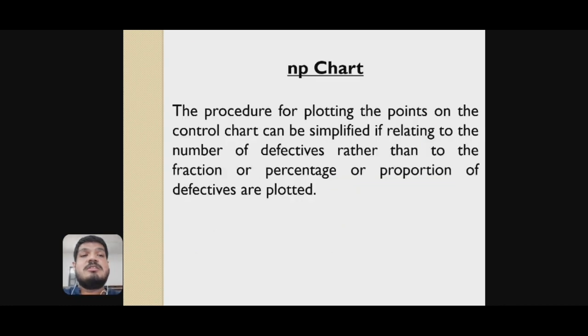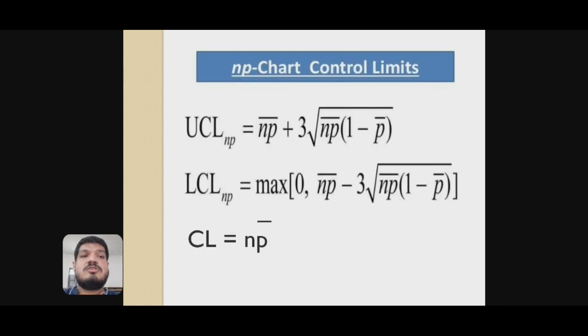Now the NP chart. The procedure for plotting the points on the control charts can be simplified if the number of defectives is plotted rather than the fraction or percentage or proportion of the defectives. Alright. So it is simplified by taking the number instead of percentage or fractions. That is where we have to use the NP chart. Clear? So the formulas to find out the control limits for the NP chart are UCL, LCL and CL, and CL is given by NP bar. UCL is NP bar plus 3 under root NP bar into 1 minus P bar, and LCL is NP bar minus 3 under root NP bar into 1 minus P bar.